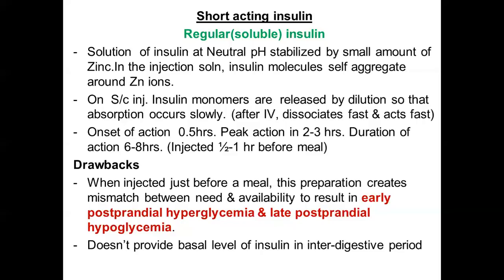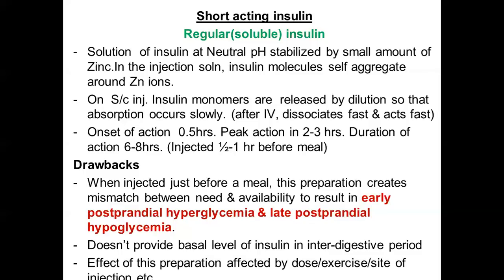It also doesn't provide a basal level of insulin in the interdigestive period. That is obvious. It is only trying to mimic the bolus insulin secretion, and that also it is not doing completely. One other disadvantage of this preparation is that the effect of the preparation can vary with the dose, the site of injection, and the exercise.